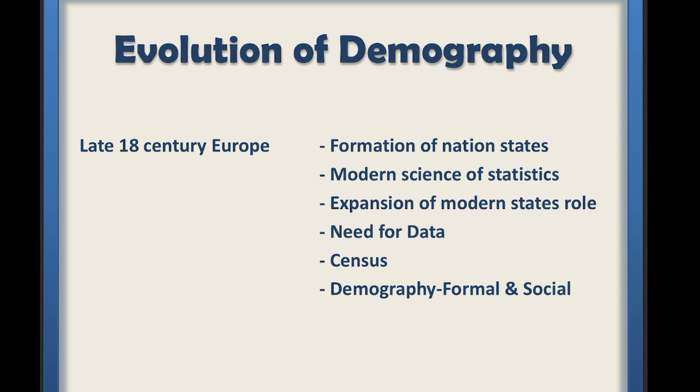When studying demography, we have to look at Europe and especially the latter half of the 18th century. There were two different processes that were going on. One, the formation of the nation states, and second, the beginning of modern science of statistics. Now, when we're talking about the nation state, this modern state began to expand its roles and functions.